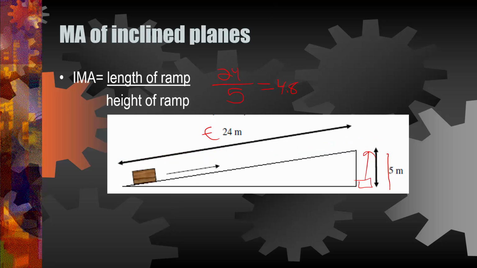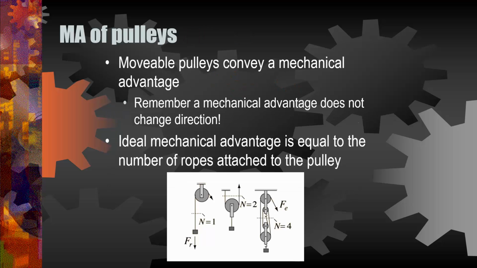So it takes 4.8 times less energy to move this block up this ramp than it does to move this block straight up. Yay! Finally, the easiest one of them all, which is the mechanical advantage of pulleys. All we have to do is add up the number of ropes that are moving in the direction that the motion is occurring in the weight.